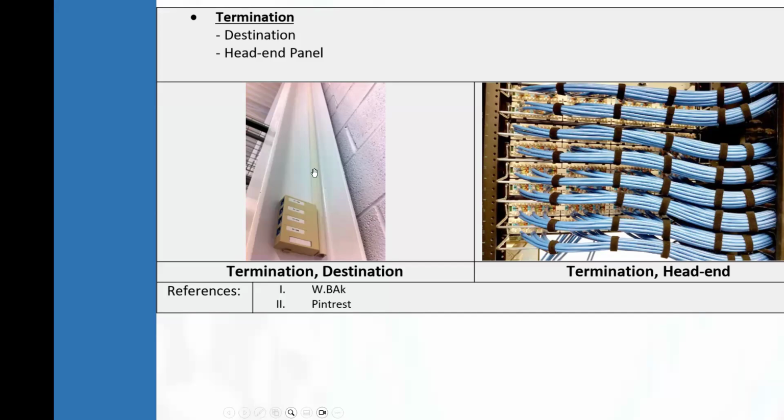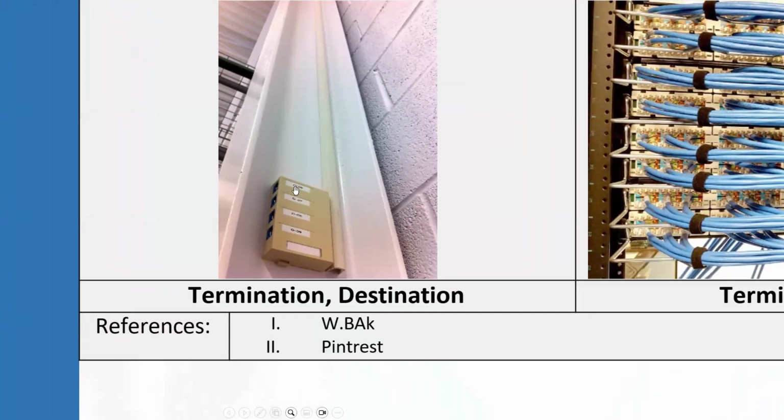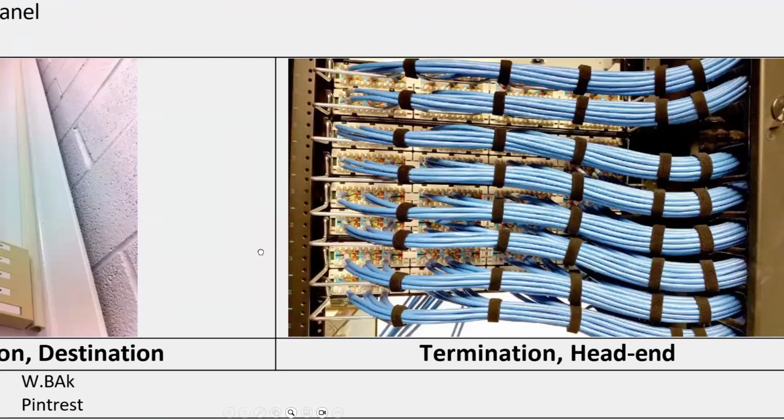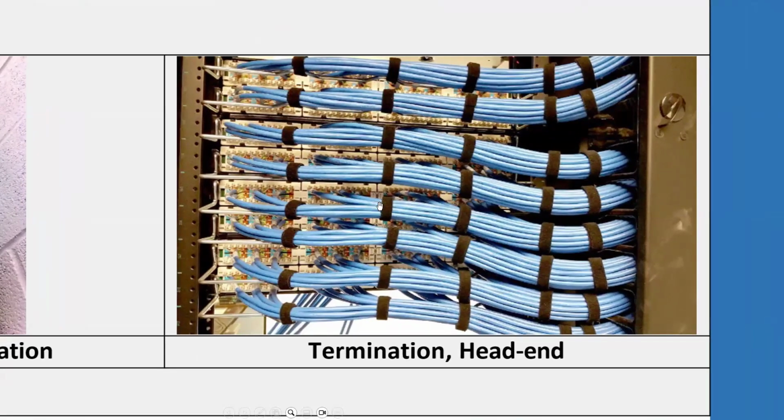All right, the wires had to be covered, and here is a surface mount box with multiple data jacks. So there'll be 4 wires going here: 1, 2, 3, and 4. So that's the destination prep. Okay, now at the head end, that's what it looks like.